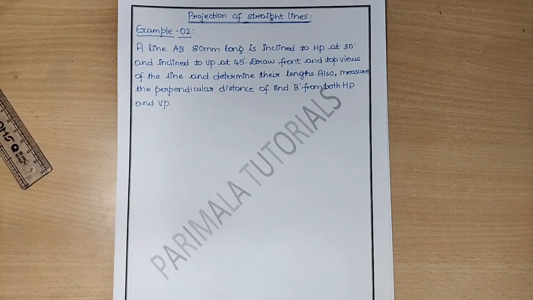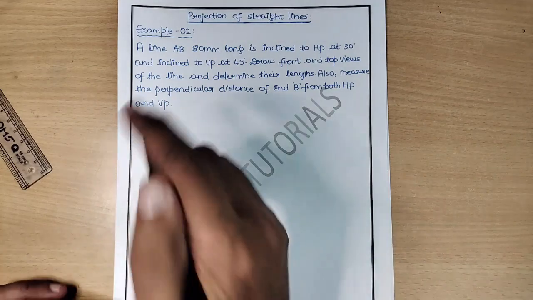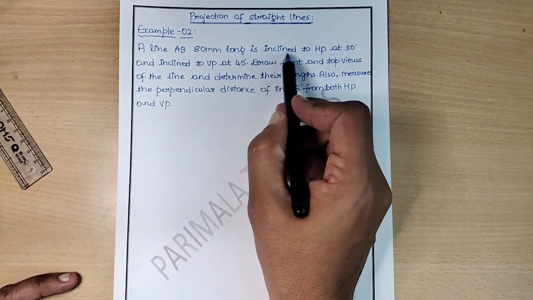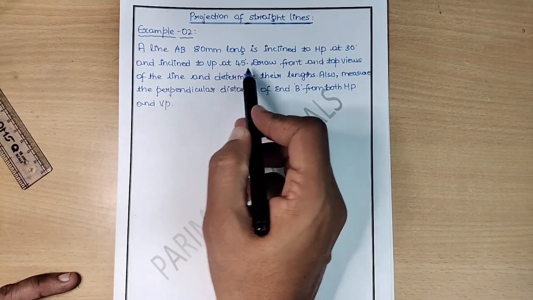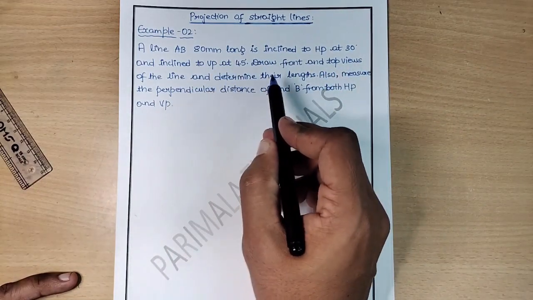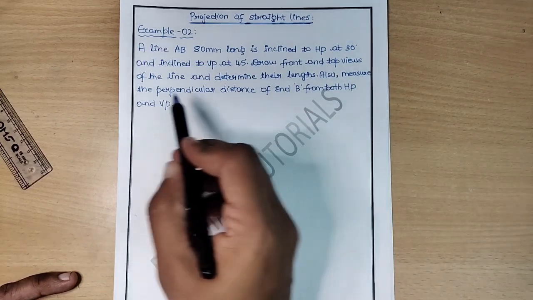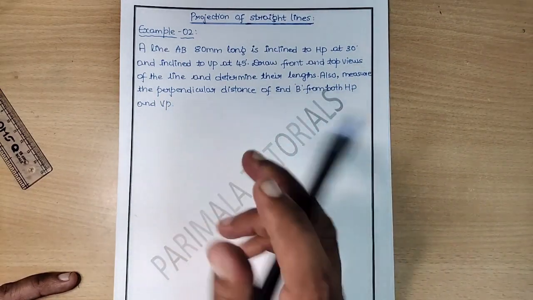In this session, let us see the second example on projection of straight lines. The question is something like this. A line AB 80 mm long is inclined to HP at 30 degrees and inclined to VP at 45 degrees. Draw the top and front views of the line and determine their lengths. Also measure the perpendicular distance of end B from both HP and VP.